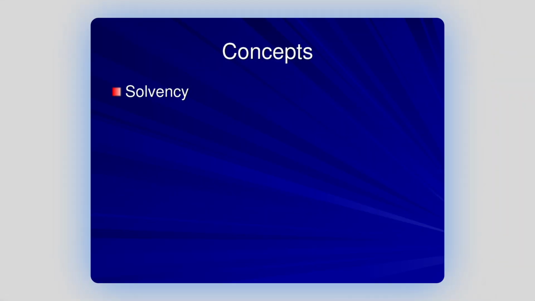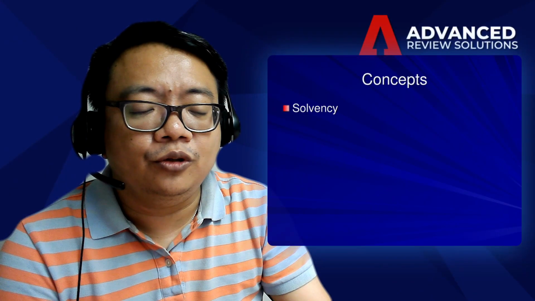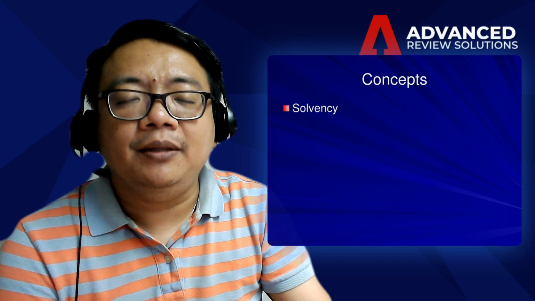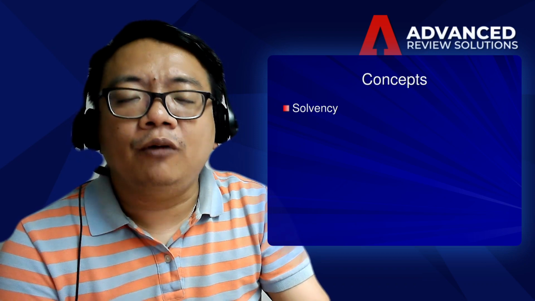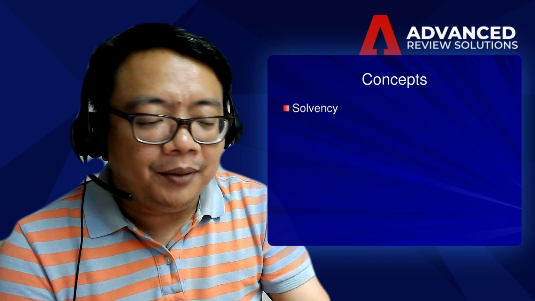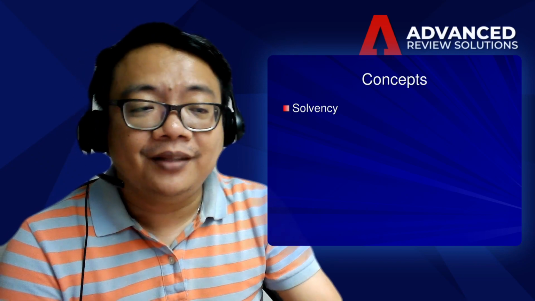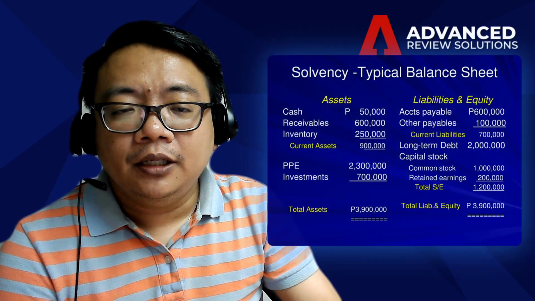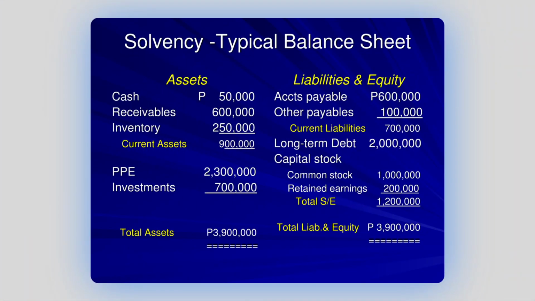Alright. Next one, what do you mean by solvency? Klase pag sinabing solvency, it is what you call going concern. Ability of the company to survive in a long period of time. Company will exist indefinitely. Okay. For example, typical balance sheet. Ito, ulit-ulit lang, 'di ba? You have your cash, your receivables, inventory, you have your PPE, investment, and other liabilities. So, all in all, you have your 3.9 and you have 3.9. Okay? So, yan. Ulit lang.